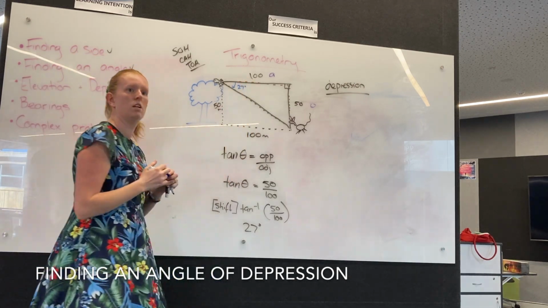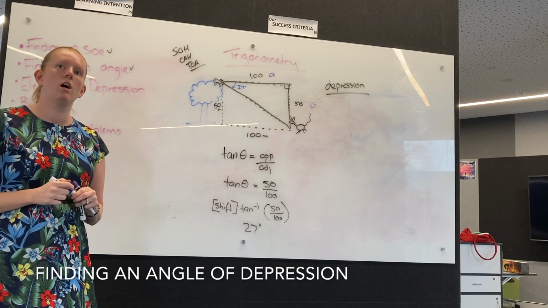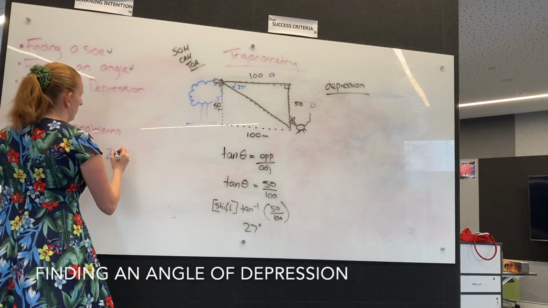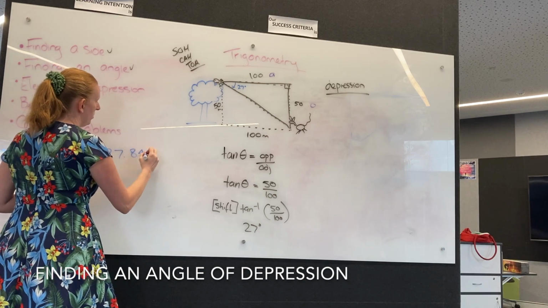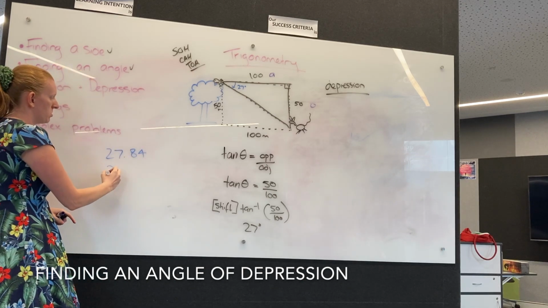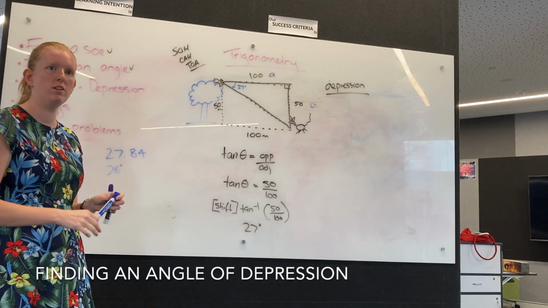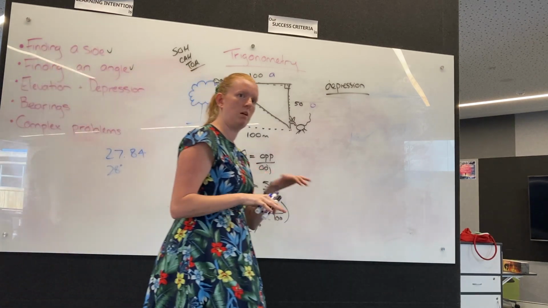Don't you always round up if you can round up? Only if the number is 5 or above. So if it was like 27.84, yes, the 8 would round up, and this would become 28 degrees. So if it's 4 or below, then you just keep it rounded down.